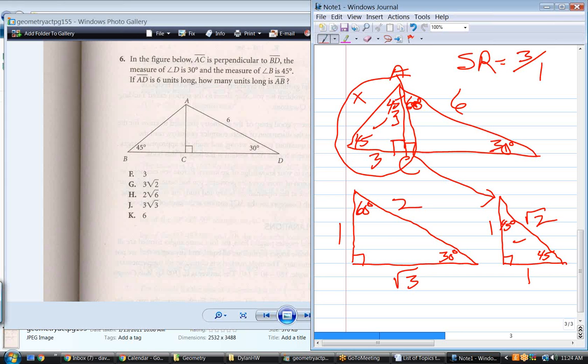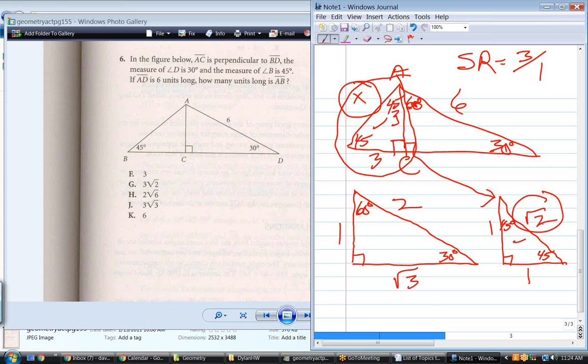What's the similarity ratio? 3 to 1 again. What's the hypotenuse? What is x? Then x would be the square root of... hold on. This has to be 3 times bigger than that. So it'd be 3 root 2.